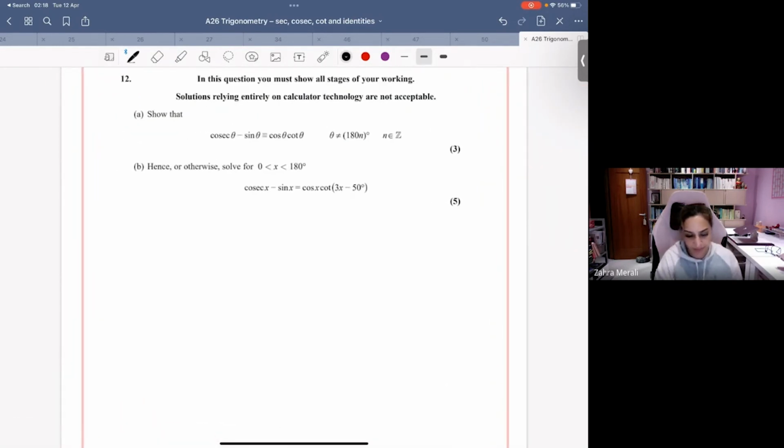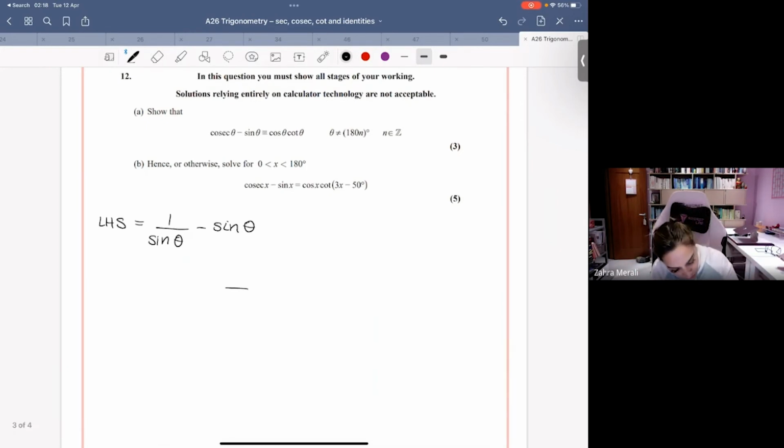So the next one is similar again. We've got part A, which is a show that. Like we said, if in doubt, change everything into sines and cosines. So we're going to take the left-hand side first. Cosec theta, from our rules, is 1 over sine theta. And then we've got minus sine theta. And whenever you see a fraction like this, you're going to make it into one fraction. So I'm going to put sine theta on the bottom. The 1 doesn't need to change, and I get 1 minus sine squared theta. Hopefully you'll recognize that as cos squared theta.